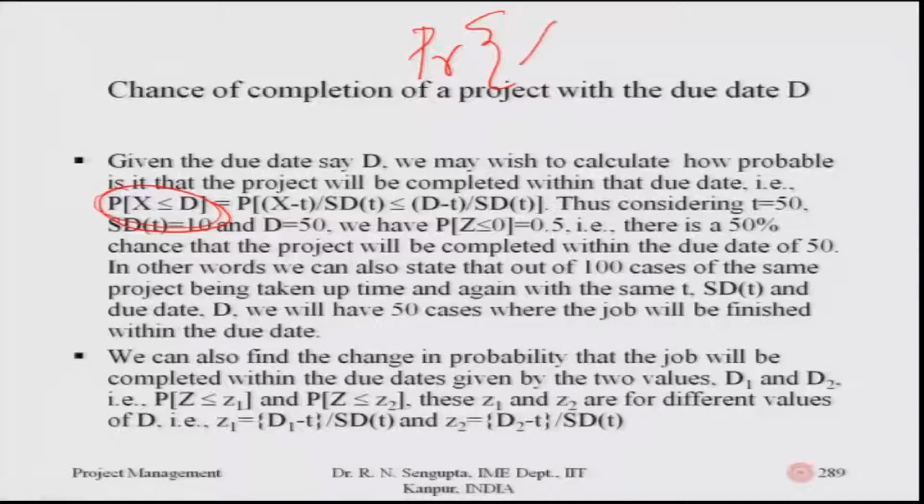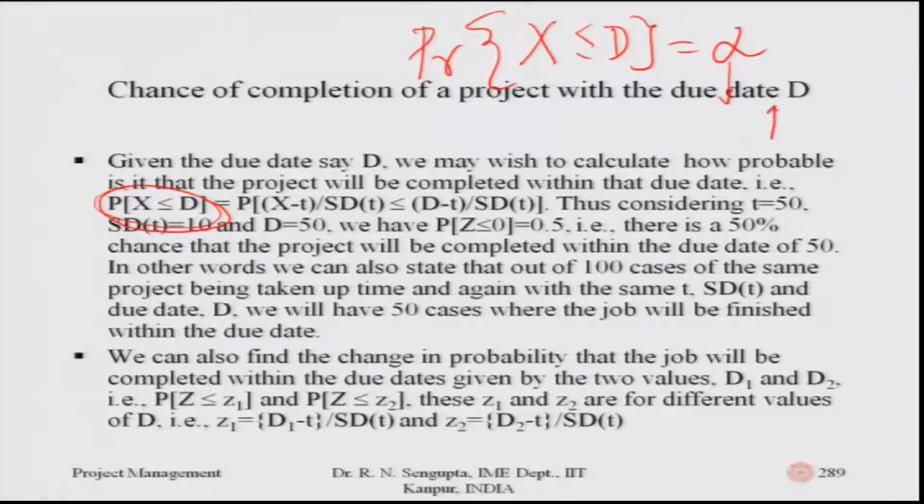So, we want to find out x, the random variable which denotes the overall distribution of the time for the overall project, for which the expected value is known to you, which is t, as shown in the normal distribution, and the standard deviation was SD(t). So, my main concern is this: I want to find out the probability alpha.